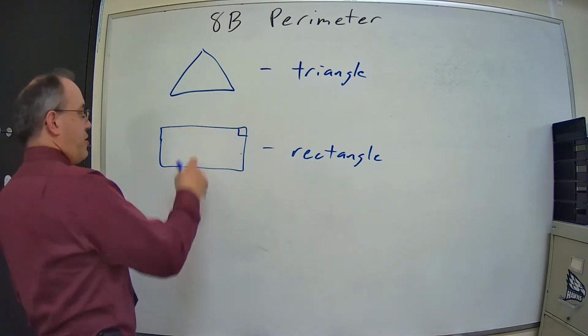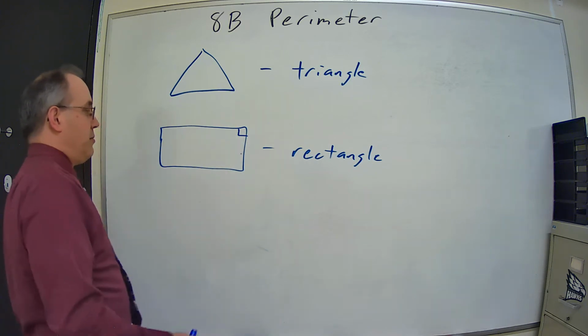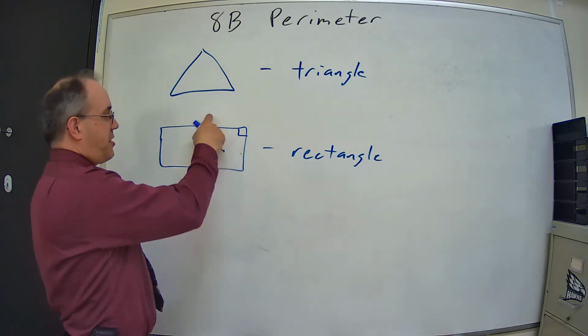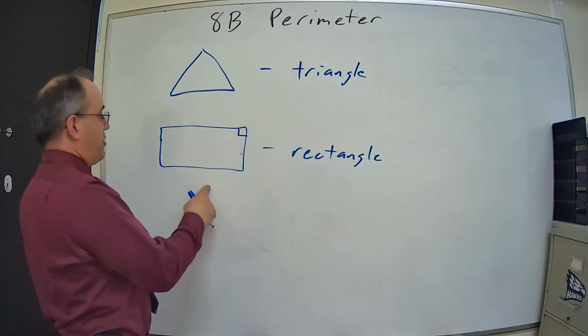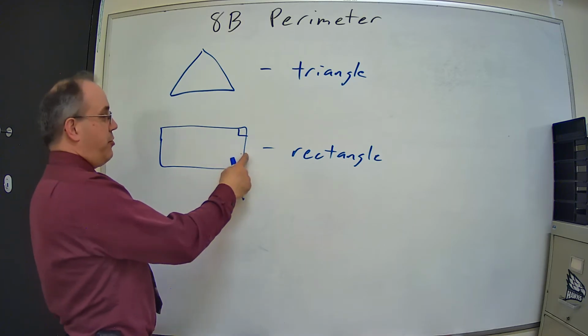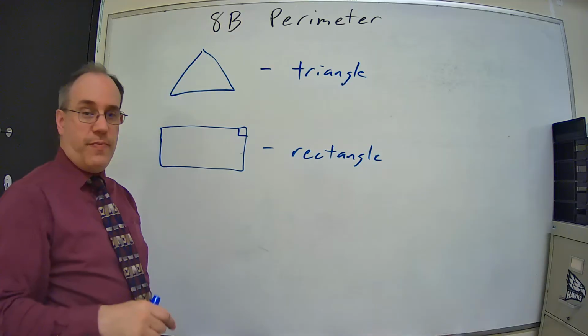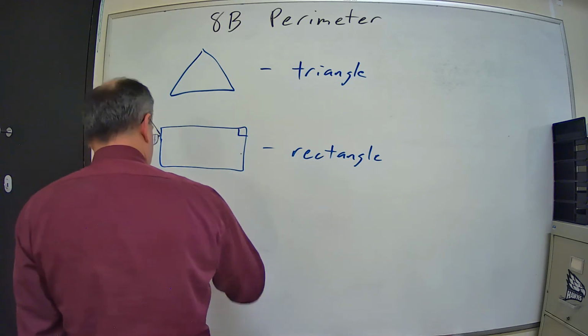Opposite sides are the same length, but adjacent sides can be different from one another. But the opposite sides are the same. So if this is 8 meters, that's 8 meters. If that's 2 inches, that's 2 inches. So that's a rectangle. And then we have a square.